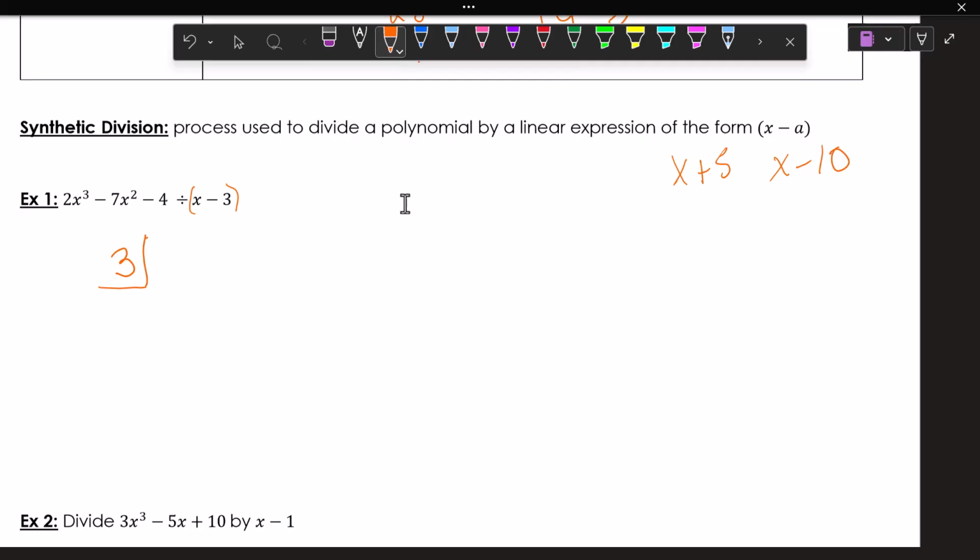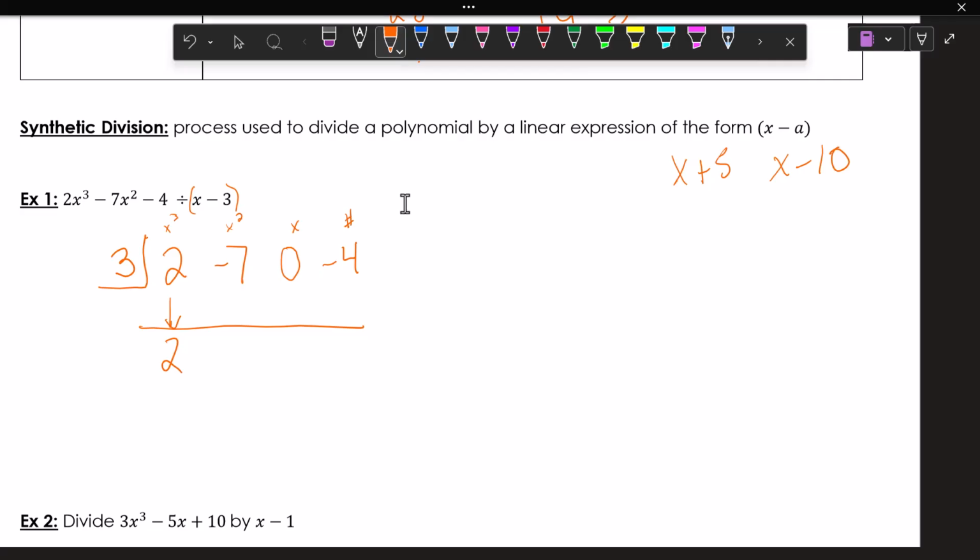And then we put the coefficients of our problem that we're dividing in order. So we have 2x cubed, negative 7x squared. We don't have an x term. We got to keep a place there. It's all about place value. And then negative 4. Again, that's our x cubed, that's our x squared, that's our x, and there is 0x, and then our number.